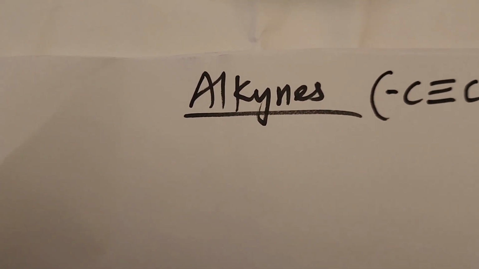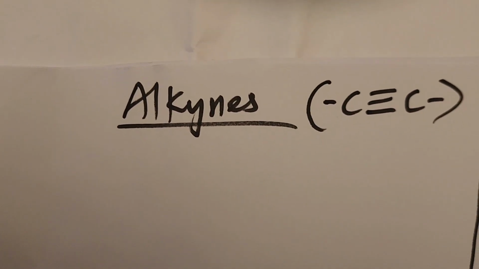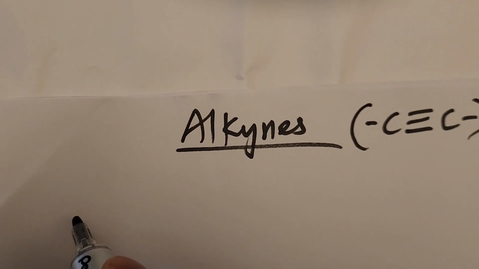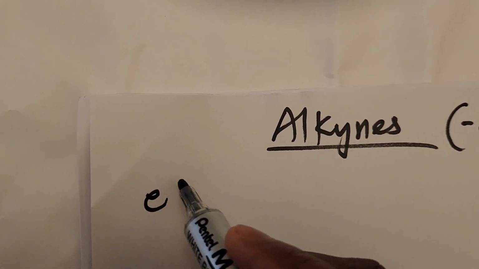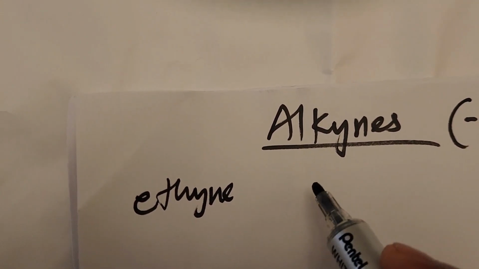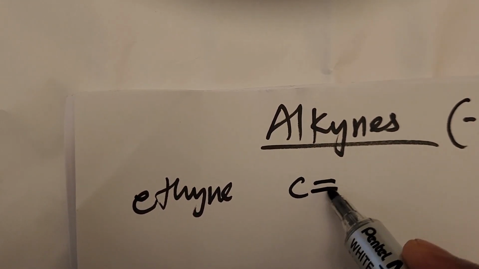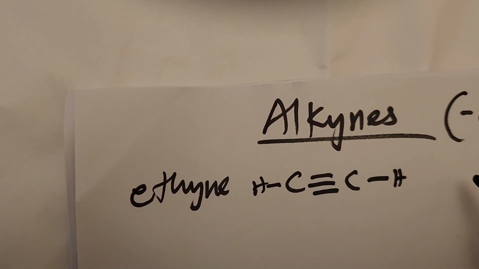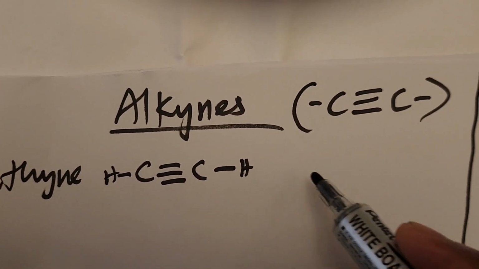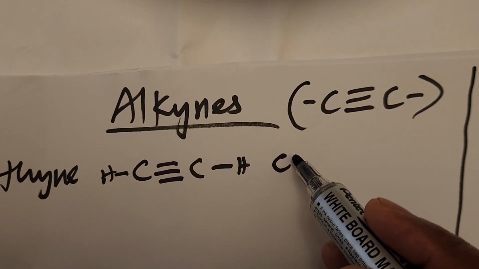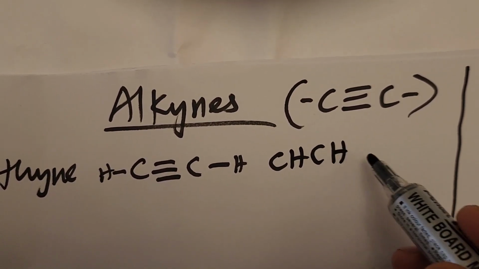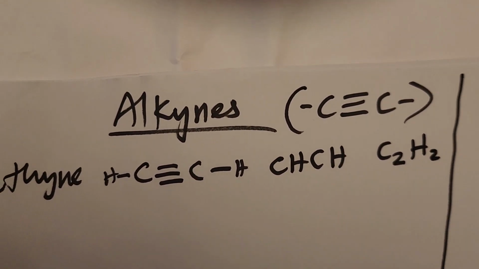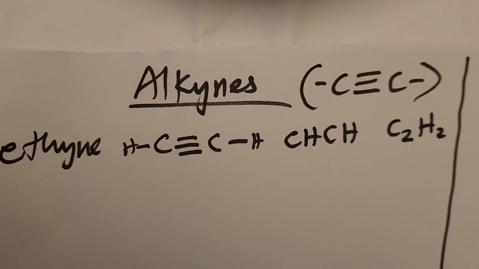So the lowest member of alkynes, because of the triple bond between carbon atoms, must have a minimum of 2 carbon atoms. Very important one, which is ethyne. Ethyne will have a triple bond between carbon atoms. The condensed structural formula will be just CH triple bond CH, whereas the molecular formula will be C2H2. That is the first member of alkynes.